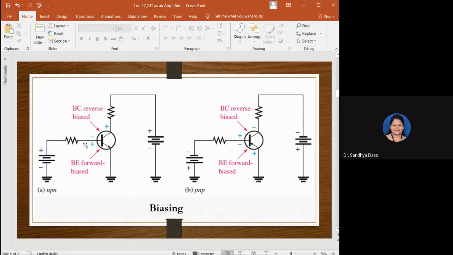And observe here, the base emitter terminal is forward biased, right? The base terminal is connected to the positive terminal, and the emitter terminal is connected to the negative, right? And here the collector terminal, observe here, is connected to the positive of the battery, and the emitter again is connected to the negative. So this causes the collector base terminal to be reverse biased and the base emitter terminal to be forward biased. So this is for NPN transistor and PNP transistor. I hope it is clearly visible and understood.